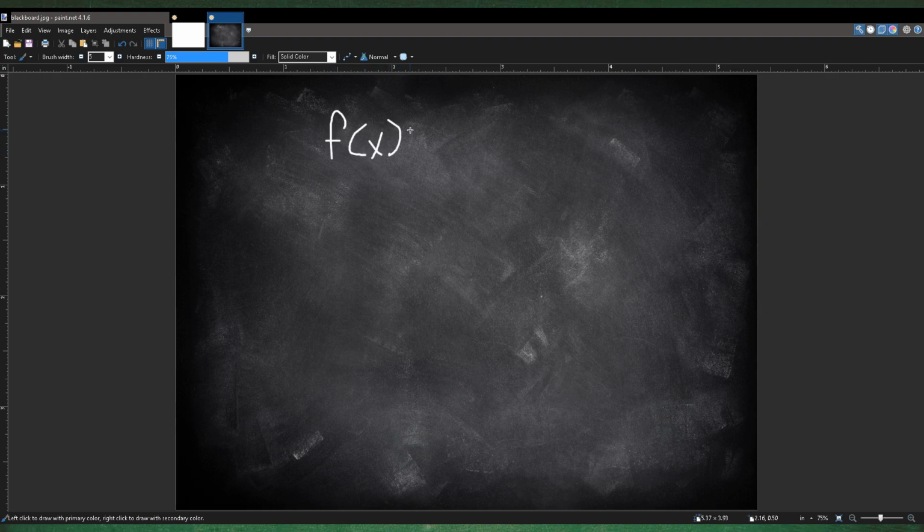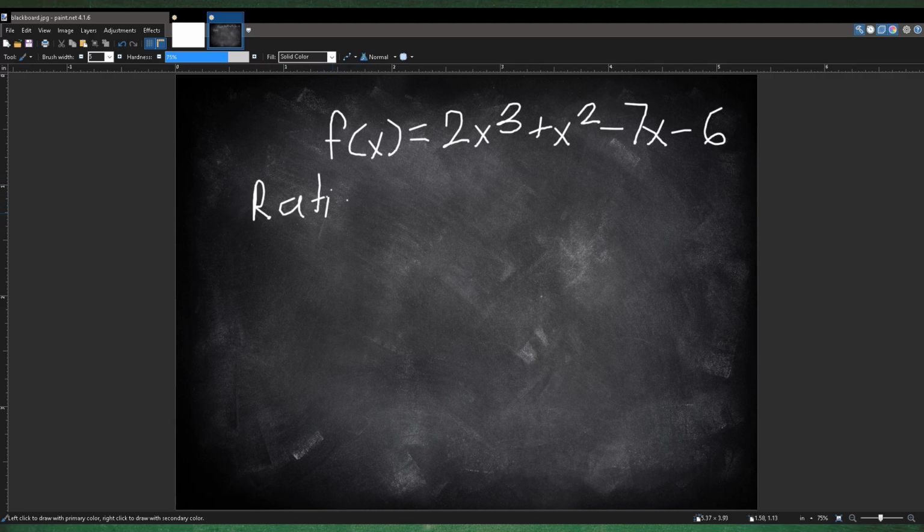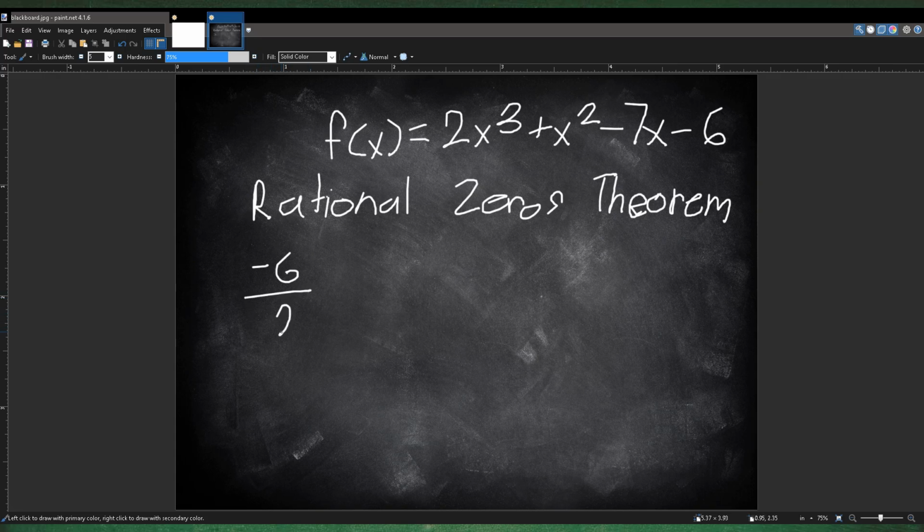We have f of x, and let's say that is 2x cubed plus x squared minus 7x minus 6. So what the rational zeros theorem tells us is that we have to look for the factors of negative 6 divided by the factors of 2, because it's always the factors of the last term divided by the factors of the first term.